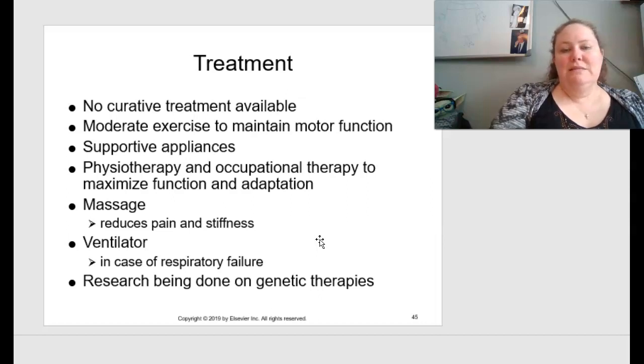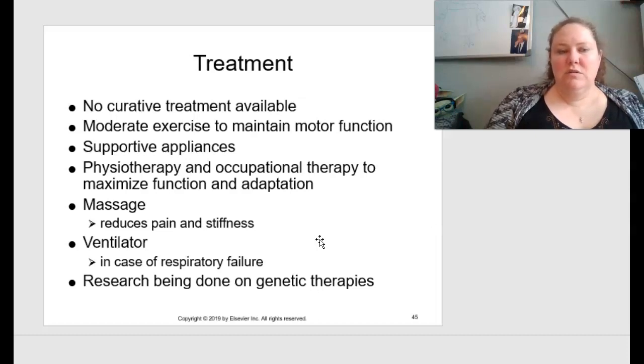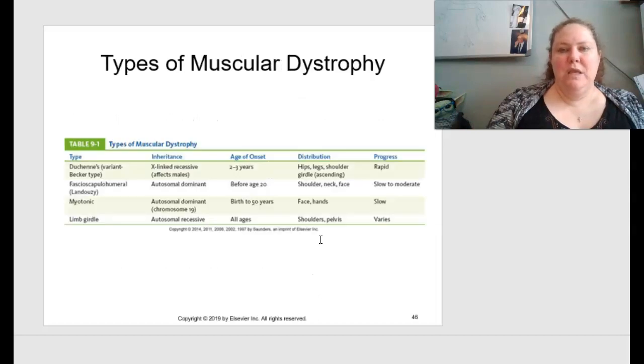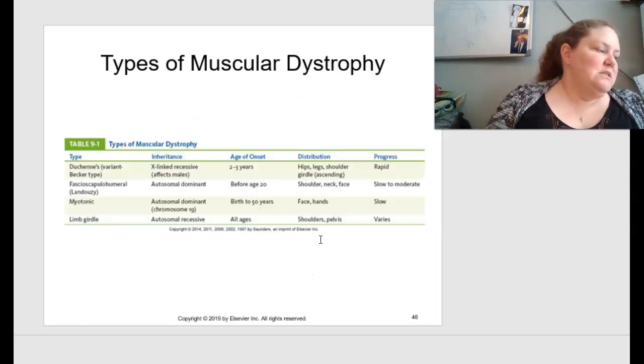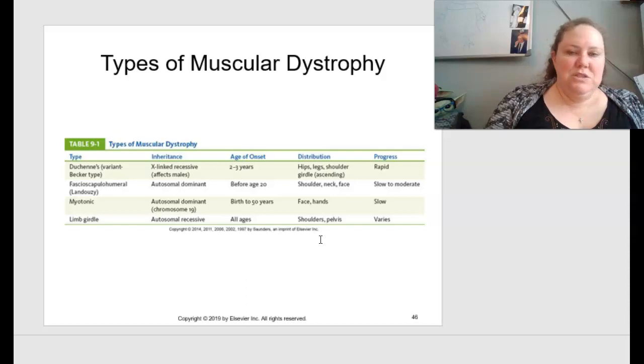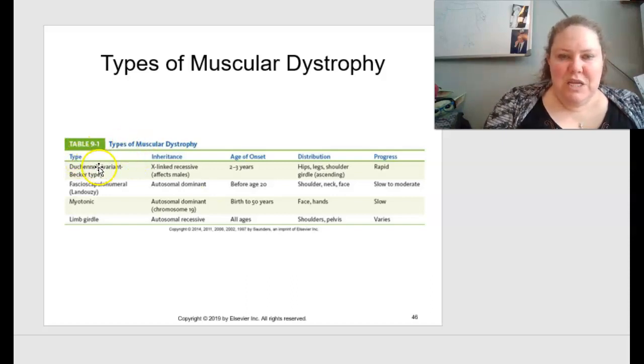In really bad cases, you may have to go on a ventilator, and this would be, of course, in the case of respiratory failure. And there's a lot of research that's still being done on genetic therapies, and hopefully in the future, pharmacogenetics will be very strong, and we can take this more like an aggressive treatment. So with the types of muscular dystrophy, this is table 9.1 on page 175. And so you have your Duchenne's, the inheritance, the age of onset, distribution, i.e. where it's manifesting itself, and then the progression. So this is a great summary table as well.